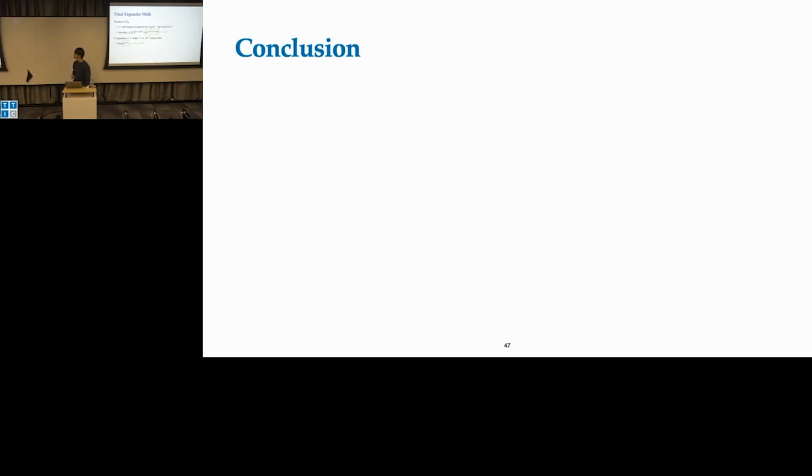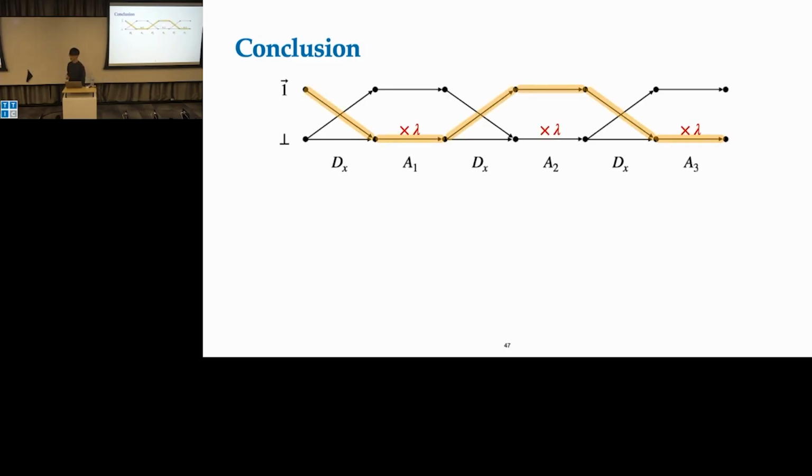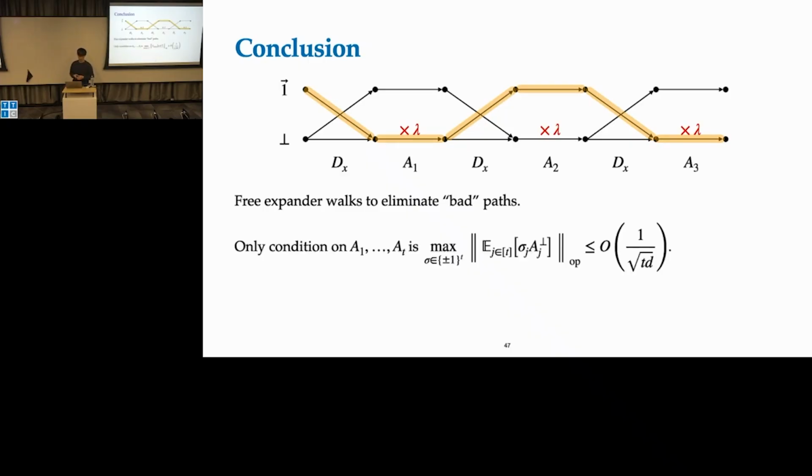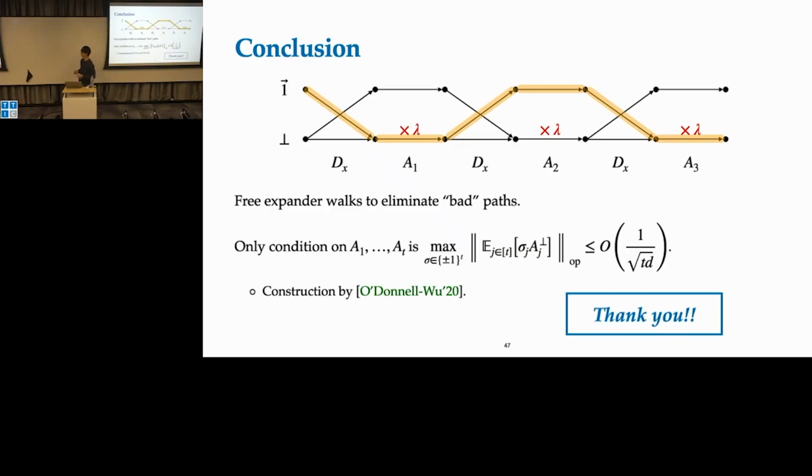Yep. So I want to end with just a quick conclusion. Basically, all we're doing is staring at this diagram and looking at what is the bad path that we would like to eliminate. And in order to eliminate these bad paths, we use these free expander walks. The only condition we need is this fact. And fortunately, we already have constructions that give us this. This is from O'Donnell and Wu. And that's it for my talk. Thank you very much.